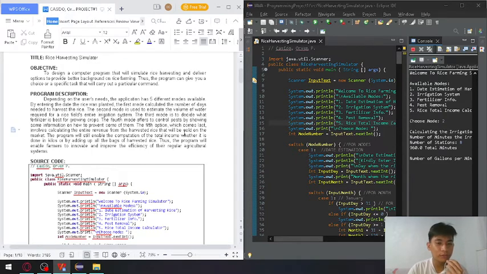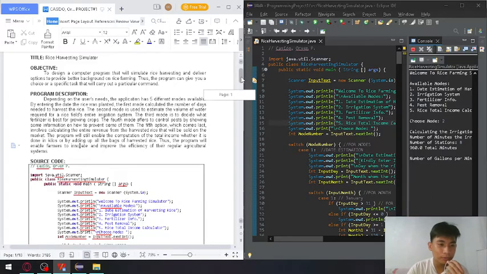The fifth option, which comes last, involves calculating the entire revenue from the harvested rice that will be sold on the market. The program will still enable the computation of the total income, whether it is done in kilos or by adding up all the bags of harvested rice. Thus, the program will enable farmers to innovate and improve the efficiency of their regular agricultural systems.